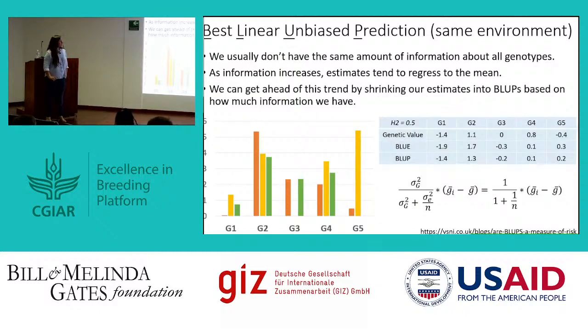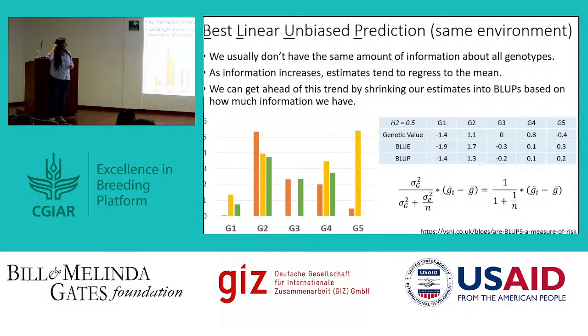All right, the next option is best linear unbiased prediction. Again, I'm gonna assume the same environment. These are BLUPs. I think there's maybe a lot of mystery surrounding BLUPs. We all use them, but here's the day where you might wanna know what they are, okay? We always predict something, like a total genetic value or a breeding value, and we do it in a particular way. The idea of a BLUP is that you don't always have the same amount of information about all your genotypes, right? But we know that if we have more information, our estimates will tend to regress to a mean, okay? Some mean. So the BLUPs get ahead of this trend by pre-shrinking your estimates based on an objective measure of how much information you have, okay?